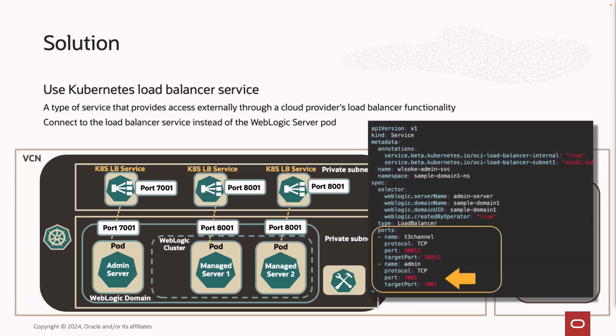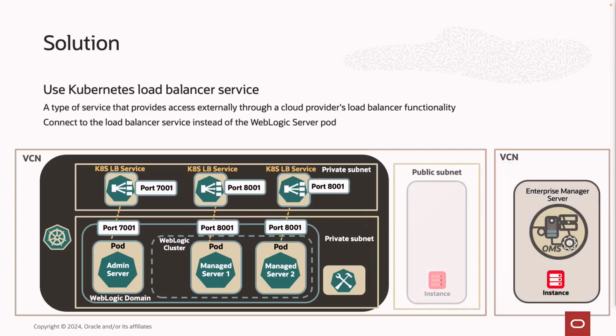And this can be done in a YAML file or the Kubernetes configuration file. In the port section, specify 7001, which is for the EM agent. Also set 7001 to the target port as well. This is to connect to the admin server. And there is also the port 30012 specified for the T3 channel, which connects to JVM.